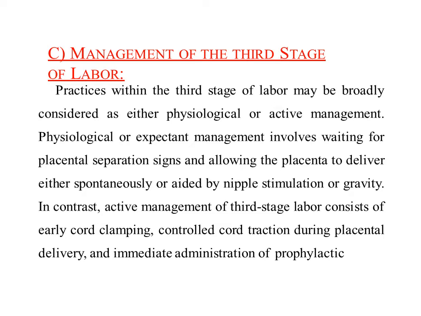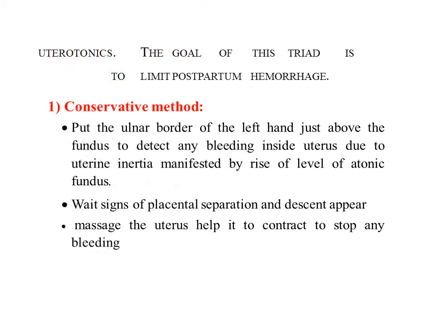Management of the third stage of labor. Practice within the third stage of labor may be broadly considered as either physiological or active management. Physiological or expectant management involves waiting for placental separation signs and allowing the placenta to deliver, either unaided or aided by nipple stimulation or gravity. In contrast, active management of the third stage of labor consists of early cord clamping, controlled cord traction during placental delivery, and immediate administration of prophylactic oxytocic. The goal of this treatment is to limit postpartum hemorrhage.